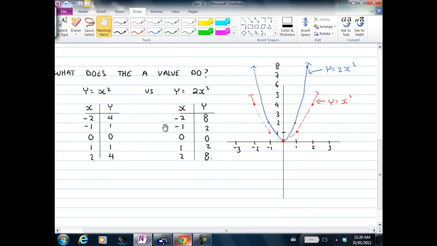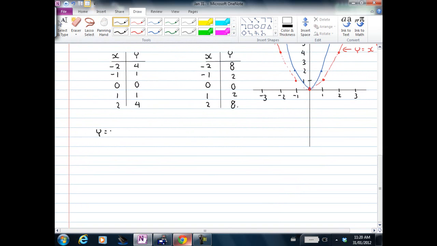So this 2, let's highlight this 2 right now. y equals 2x squared. Highlight this. This here is vertical expansion. This is my vertical expansion, i.e., it makes your graph narrow. It makes your graph narrow. That's called vertical expansion.